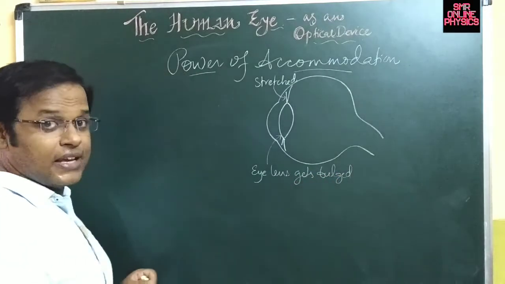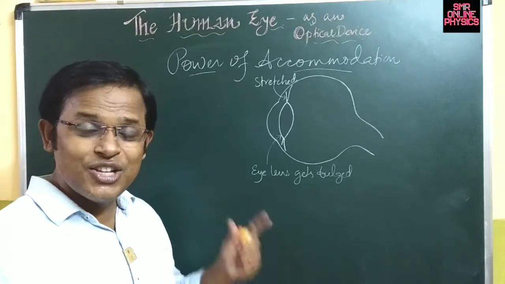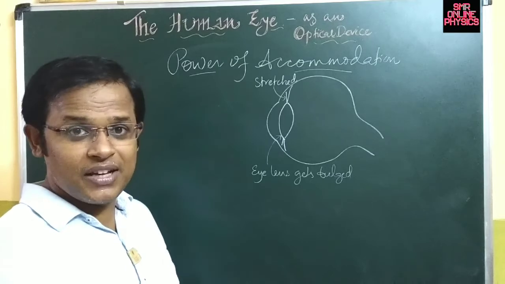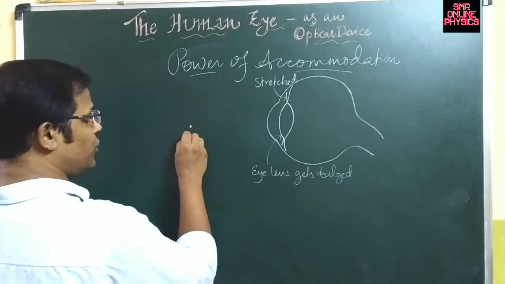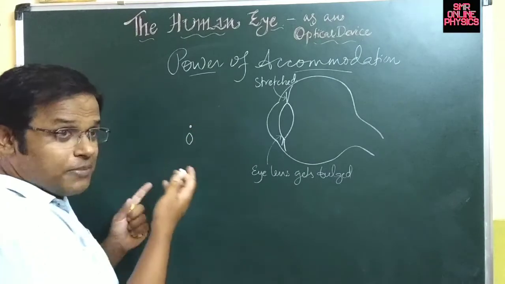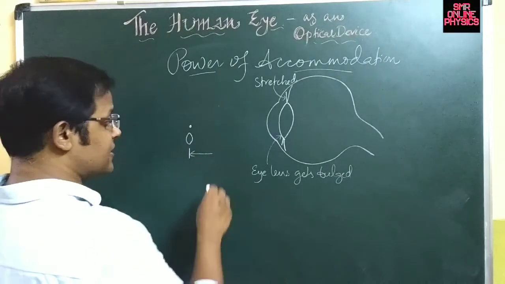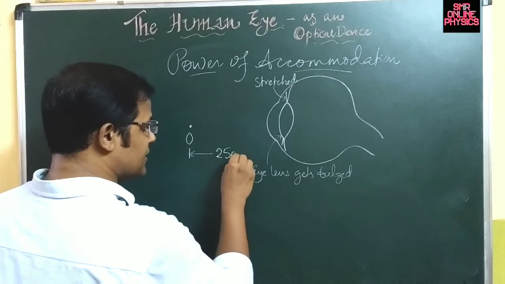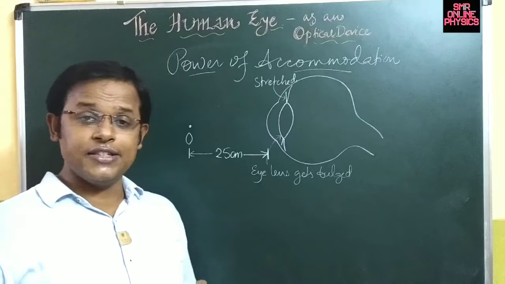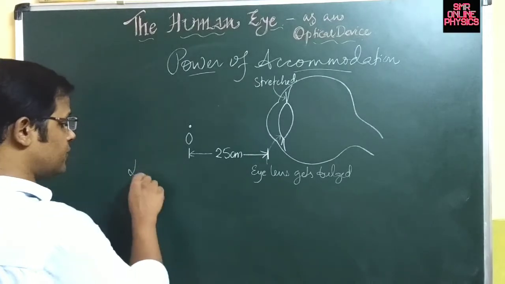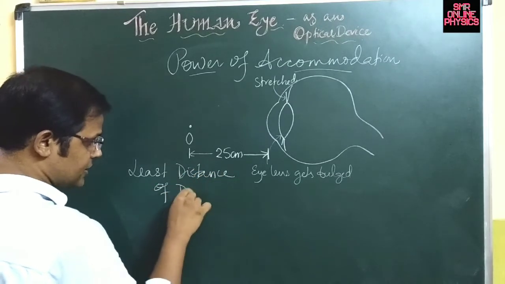A thick eye lens will have a shorter focal length, and in my previous class I discussed the power of the lens. The shorter the focal length, the larger the converging or diverging ability. So this is an excellent position to see something nearby. How near can you see clearly? The standardized definition is that a healthy adult eye can see something clearly as close as 25 centimeters from the eye. This is called the least distance of distinct vision.